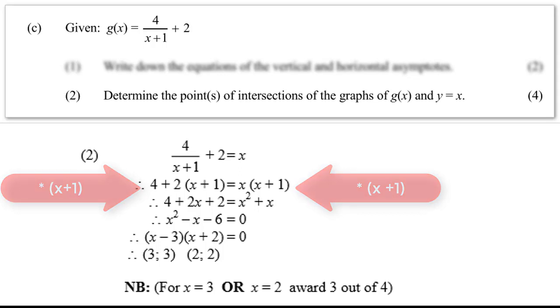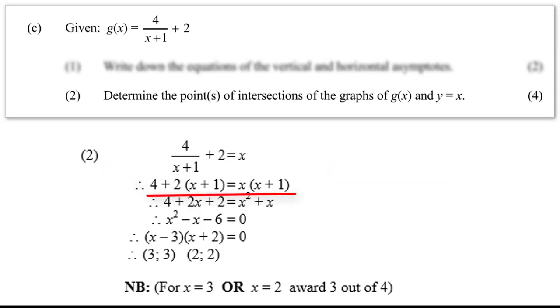That gives us 4 plus 2 times x plus 1 equals x times x plus 1. Now multiply it out and you get 4 plus 2x plus 2 equals x squared plus x. Bring the terms over to the right hand side, you get x squared minus x minus 6 equals 0. Now this equation factors. The factors of 6 are 2 and 3 or 6 and 1. We're looking to get minus 1 in the x, so we need to get 2 and minus 3.